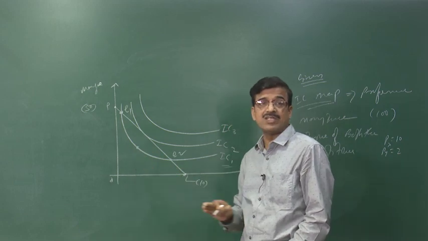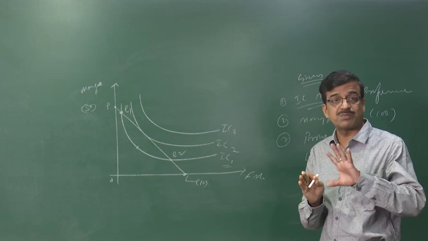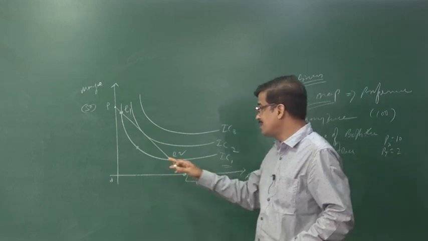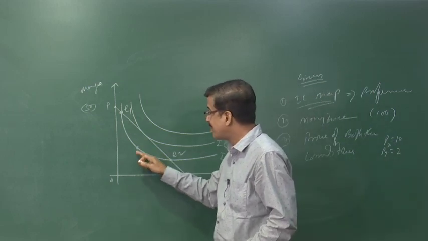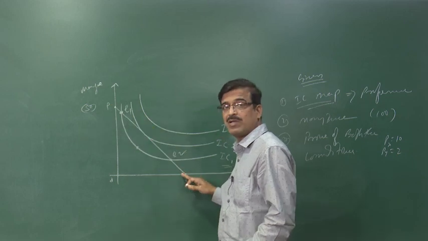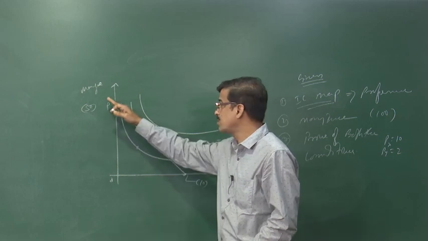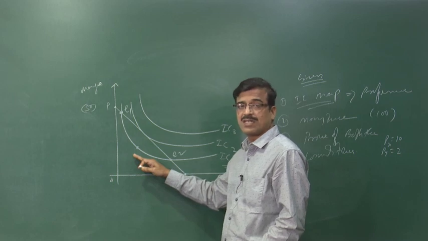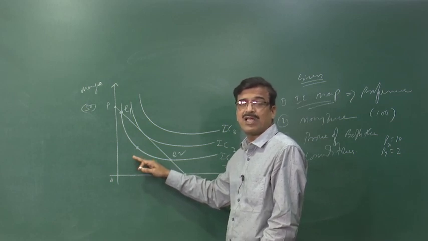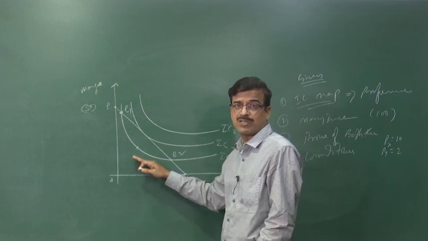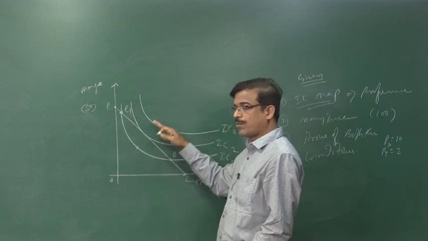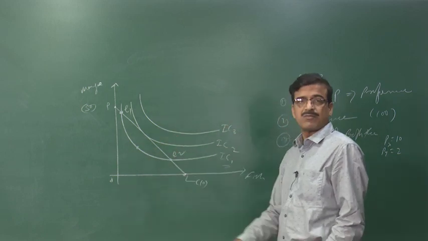At this particular point, which lies below the price line, below the budget constraint, it reflects that we are not spending our entire money income. So we have to go upward, we have to be on the price line.